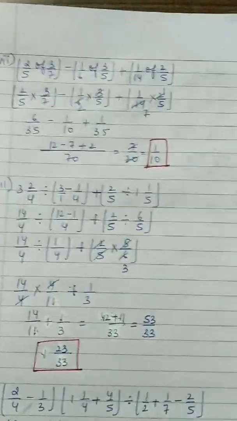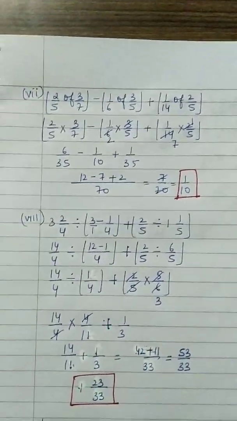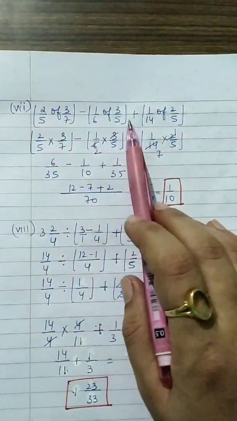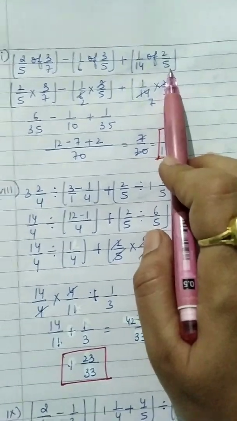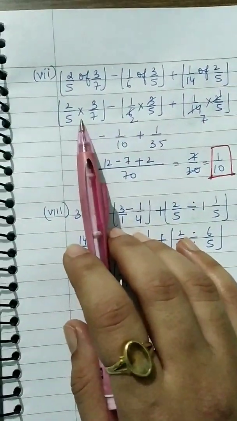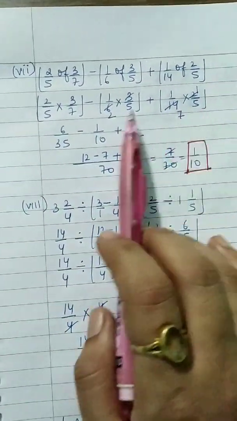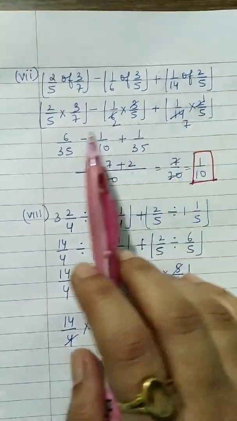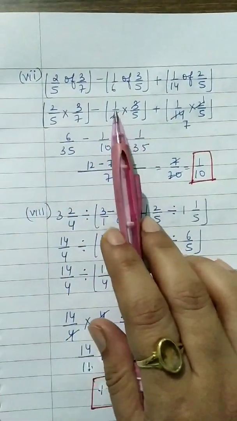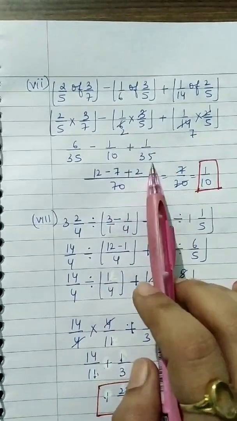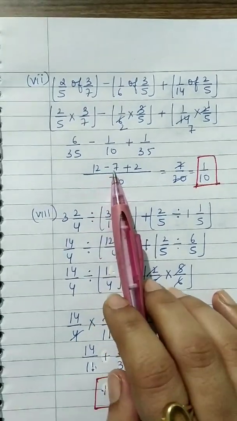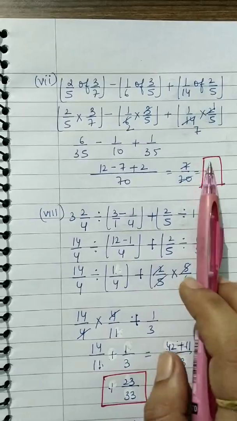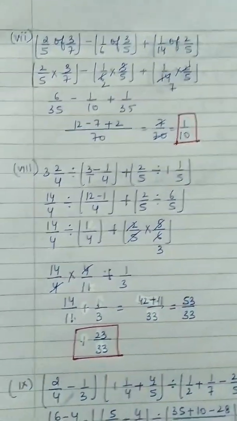Next, children, the seventh part of this question. It is 2 by 5 of 3 by 7 minus 1 by 6 of 3 by 5 plus 1 by 14 of 2 by 5. So of means multiply. First of all, change all these ofs into multiply and cancel the terms. In the second and the third bracket you can cancel the terms. So we are left with 6 by 35 minus 1 by 10 plus 1 by 35. Take the LCM. 12 minus 7 plus 2 will come. When you solve them, you will get 7 by 70 which is equal to 1 by 10.